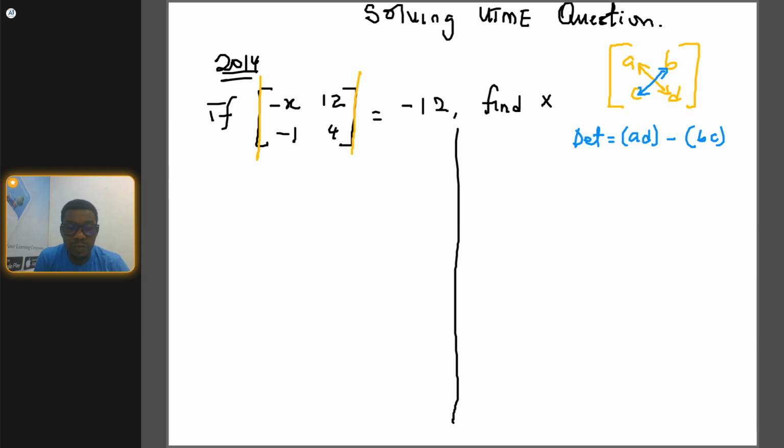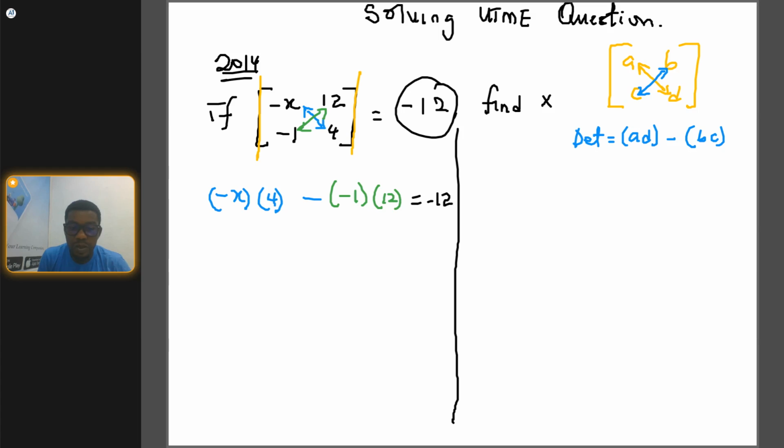Now, this is also a 2 by 2 matrix. I'm going to multiply this. That is the step. Minus x times 4, minus, then we take the minor diagonal, that is minus 1 times 12. Everything should be equal to minus 12. They've given us the answer already: the determinant of this matrix will give us minus 12. So we equate it to minus 12 so we can get the value of x. So we go ahead to solve this.